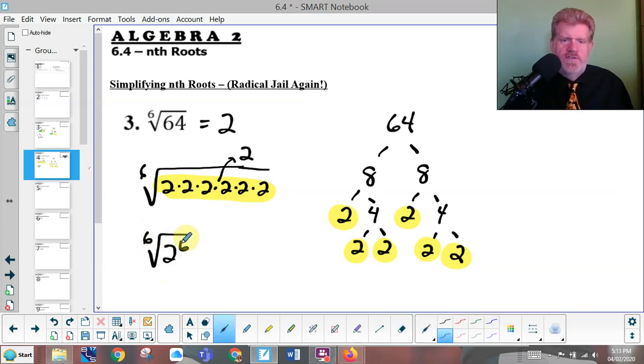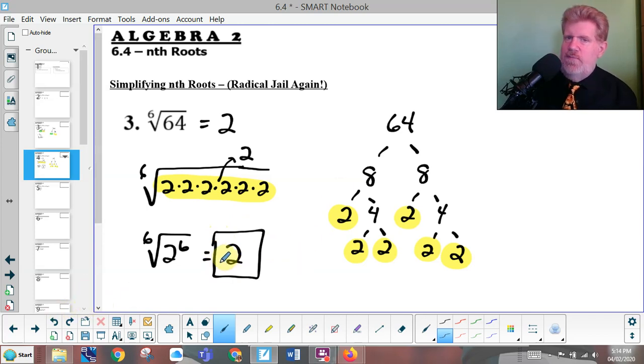So you see how these are the same. It means I have 6 2's, and I need 6 2's to escape because it's a 6th root. So these are inverses of each other. A 6th power and a 6th root are inverses. They will cancel each other out, so you're left with 2. I want you to keep that in mind, because even though radical jail is a great way to think about it, it's really not the most effective way.